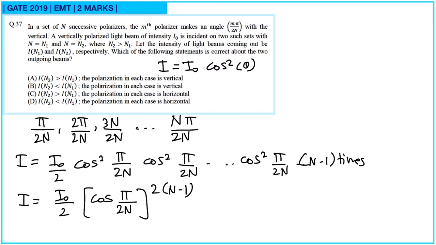That means it is depending on n as well. Now here it is given, if In2 is greater than In1, then polarization is vertical or horizontal, that we have to calculate.